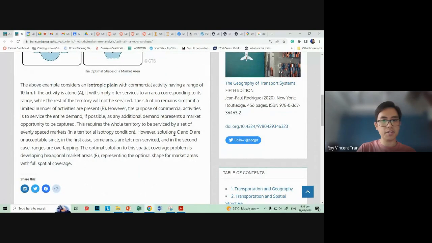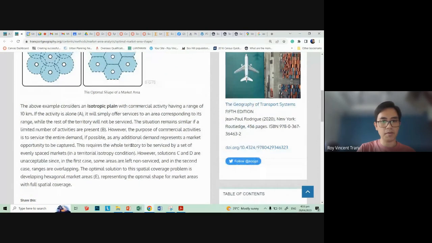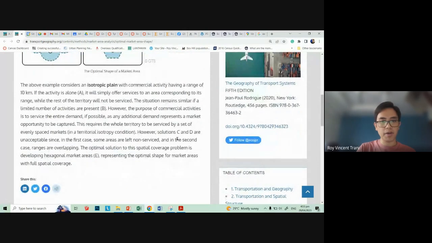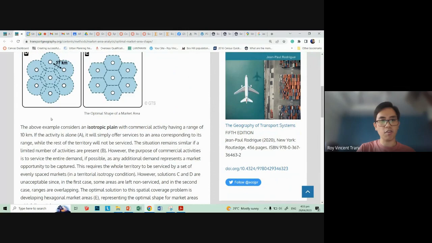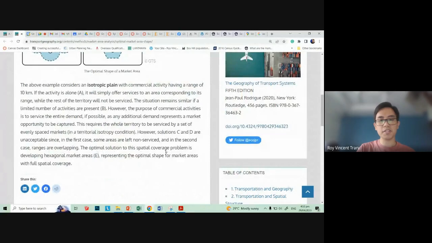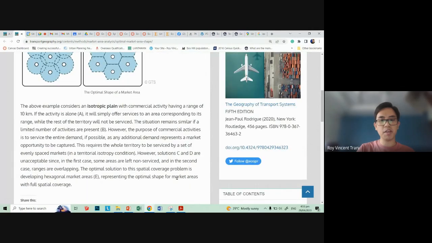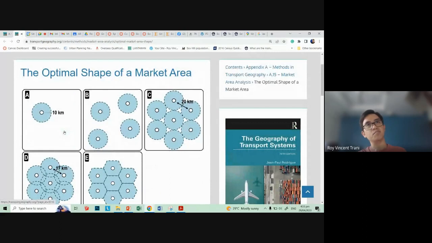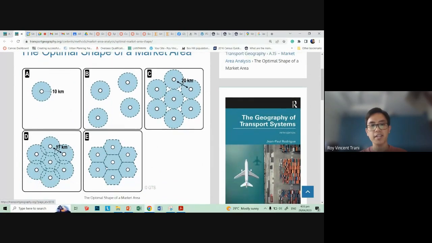However, solutions C and D are unacceptable since in the first case, C, some areas are left non-serviced, and in the second case, ranges are overlapping. So C and D are not efficient. The optimal solution to this spatial coverage problem is developing hexagonal market areas, E, representing the optimal shape for market areas with full spatial coverage. There are no gaps and no overlaps. That's why the theory of the optimal shape of the market area is hexagonal.